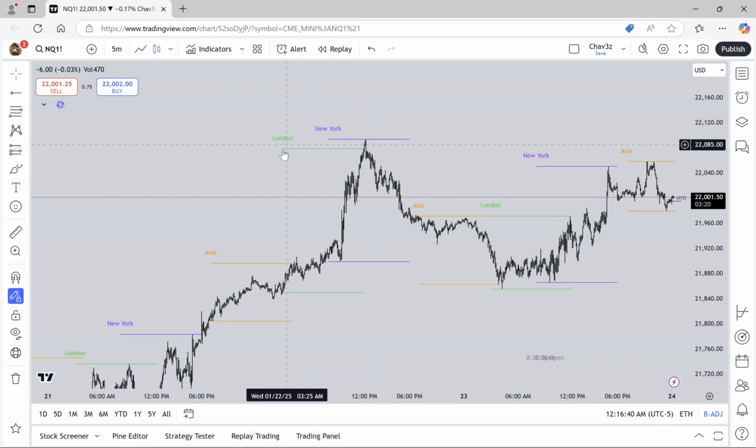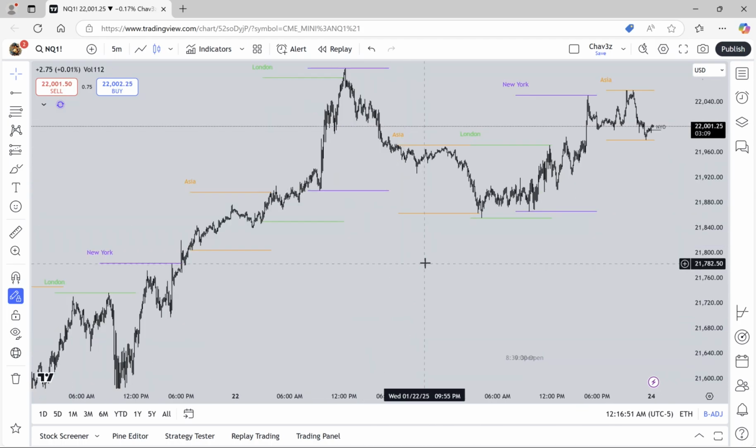How do we anticipate that when London creates its high, London is actually going to get swept or taken out, and then we're going to reverse? That's what this model is, and it's a pretty cool, pretty straightforward model.